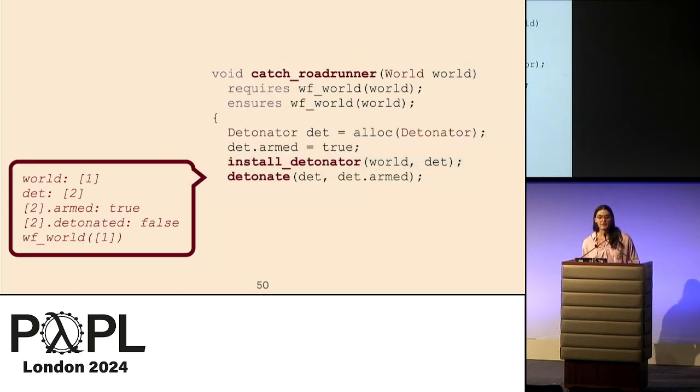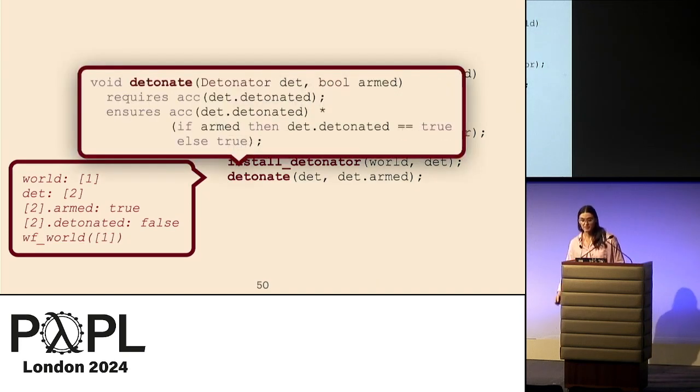So next, Wiley wants to trigger detonation by calling the detonate method. But its precondition requires access to the detonated field. This specification here is an accessibility predicate, and this specifies that the detonated field is contained in the method's frame. In other words, in the set of heap locations that it's allowed to modify. So in other words, this field might be modified during execution of this method.